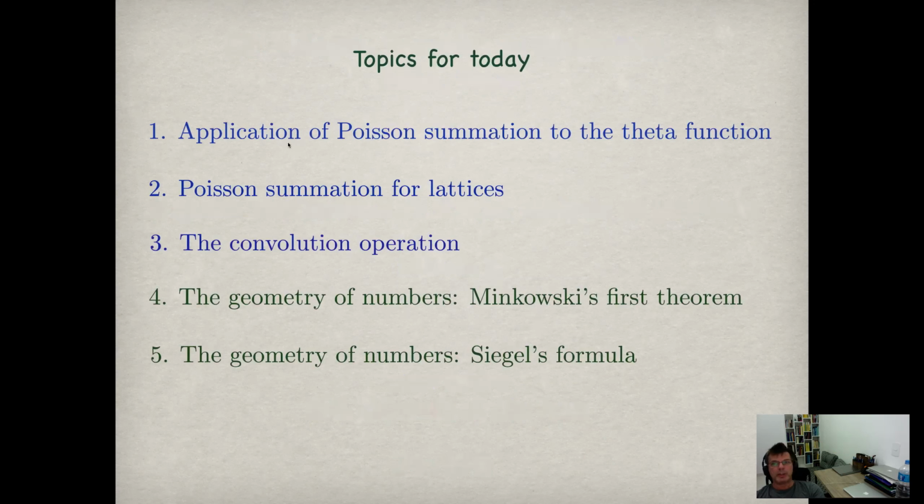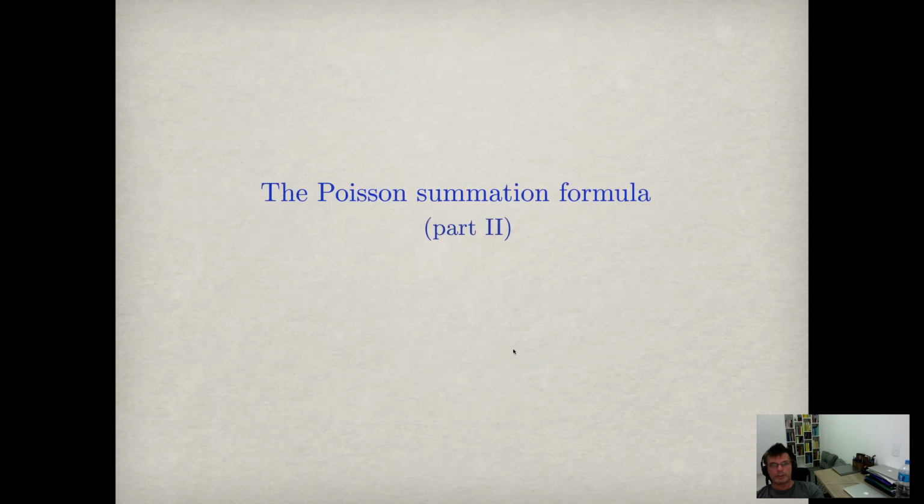Application of Poisson summation to the theta function. Finally, we have some nice applications of Poisson summation. Slightly more general, also Poisson summation for lattices, the convolution operation, bread and butter of the theory of Fourier transforms, and finally, and this is very beautiful, I think, Minkowski's geometry of numbers. And so we'll prove today Siegel's formula, and a consequence is Minkowski's first classical theorem in the geometry of numbers.